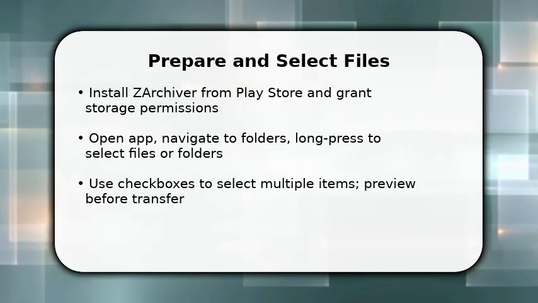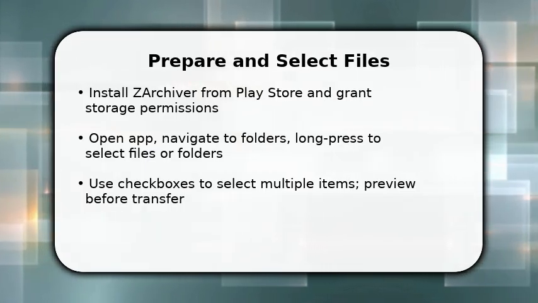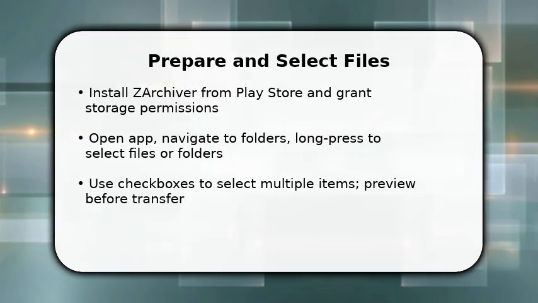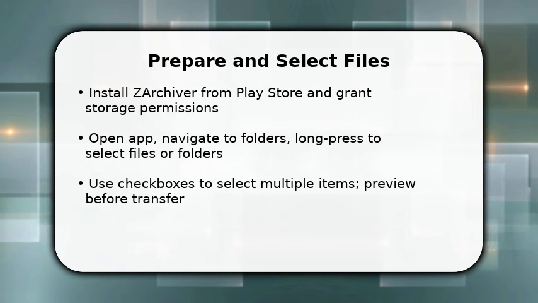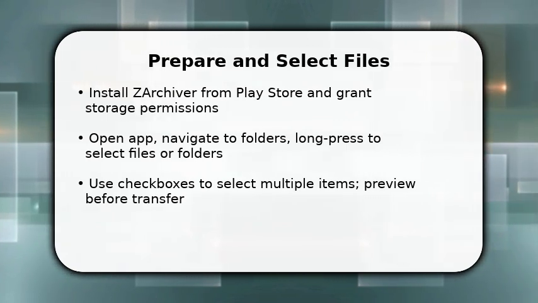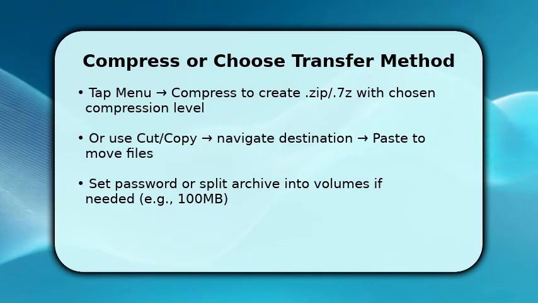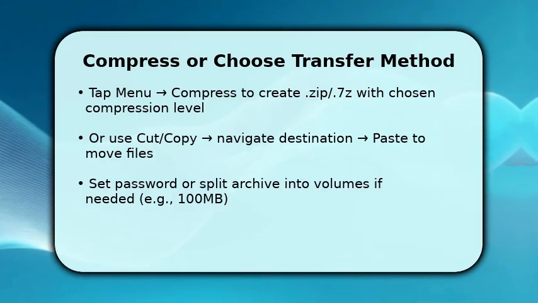You're doing this to avoid copying temp or hidden files, which saves space and time when you compress or move items later. Next, decide whether to compress or move files directly. If you compress, tap Menu then Compress, choose a format like zip or 7Z, pick a compression level and an optional password. This reduces size for sharing.